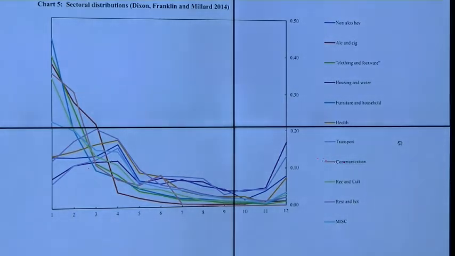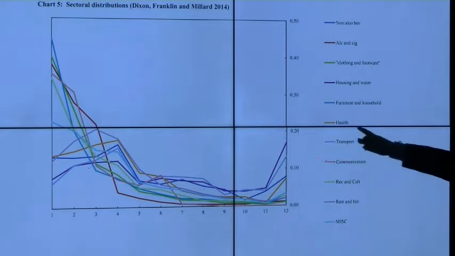If we look at the UK, just to give you a concrete example, there's a list of different categories that are in the CPI index, the Consumer Price Index. The Consumer Price Index is an international standard, so there'll be a Chinese Consumer Price Index, which will have the same sort of items in it. So we've got non-alcoholic beverages, alcohol and cigarettes, clothing and footwear, housing and water, furniture and household, and miscellaneous, the last one. So here are 12 categories. And for each category there's a different colour.